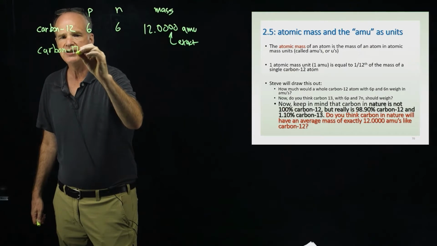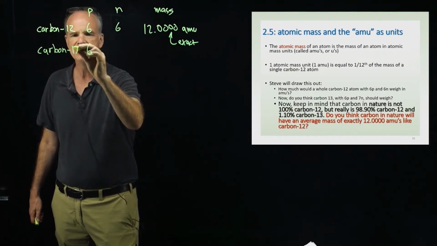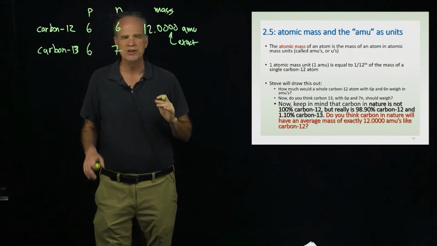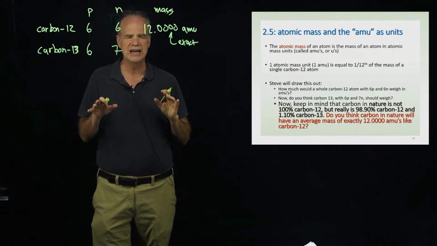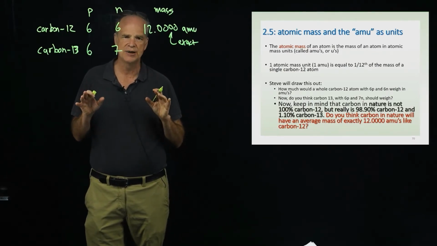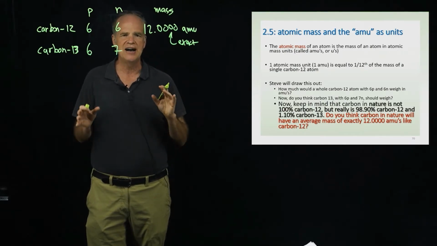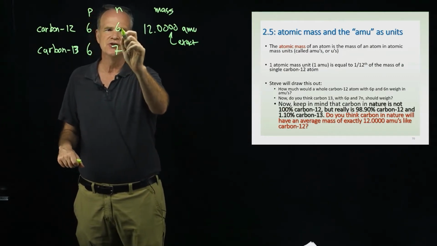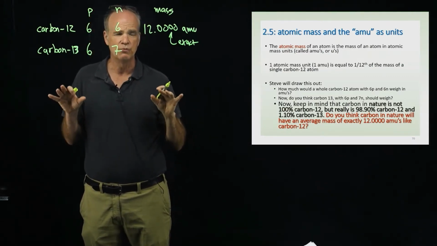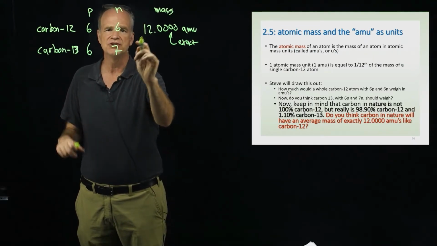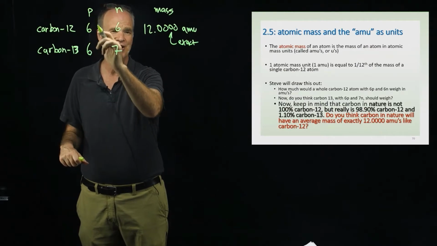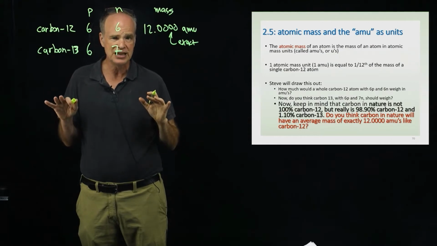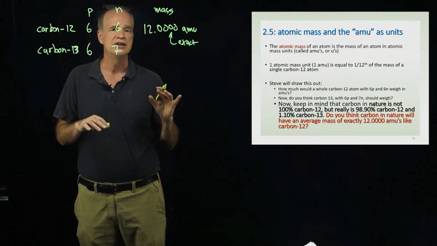I'll draw a carbon-13 here, and it has 6 protons because it's a carbon atom, but it has 1 more neutron, so it has 7 neutrons. What you may have seen is that since 1 AMU is 1/12 of the carbon-12 atom, that 1 AMU is going to be approximately the weight of one of those protons or neutrons, right? So if you have 6 protons and 6 neutrons, and just assuming for the moment that each one weighs about 1 AMU, we have a total of 12 of these particles, and so it should weigh 12 AMU. With carbon-13, since we have a total of 13 of these particles, it should weigh a little bit more. It should weigh 13 AMU.